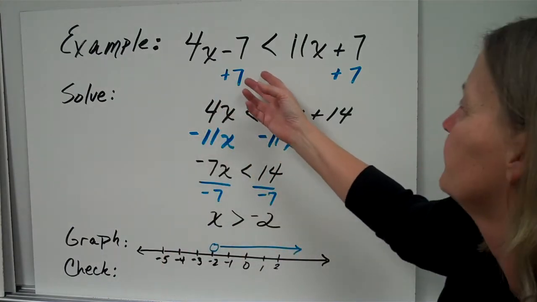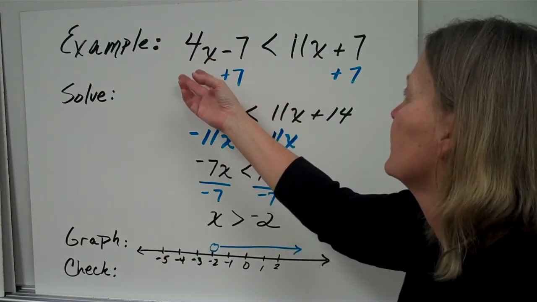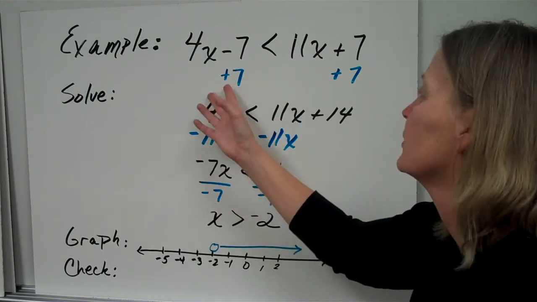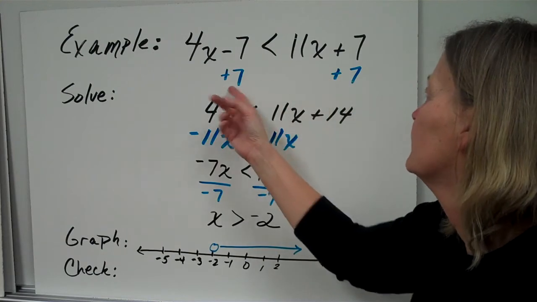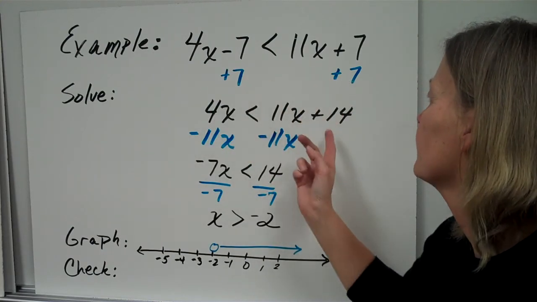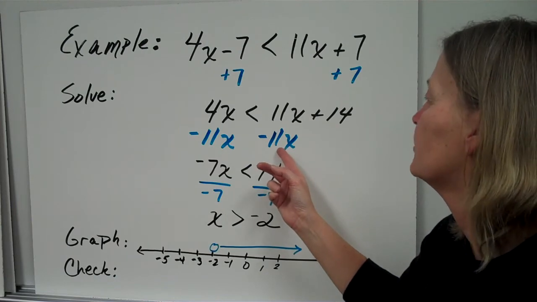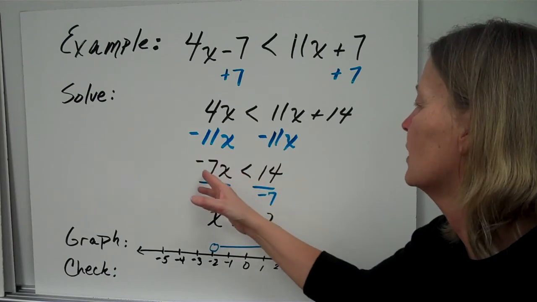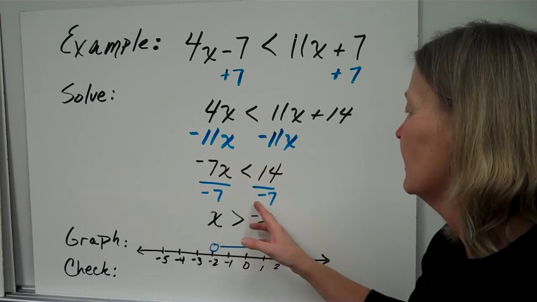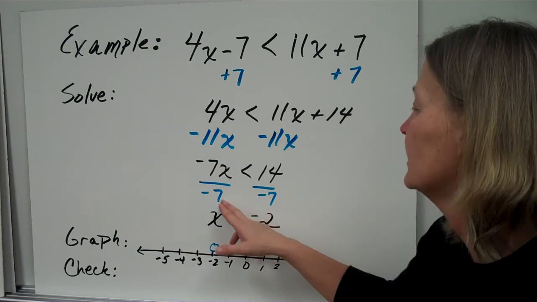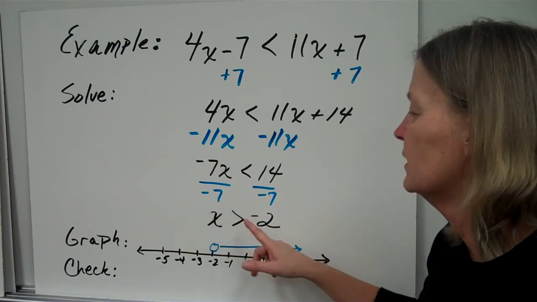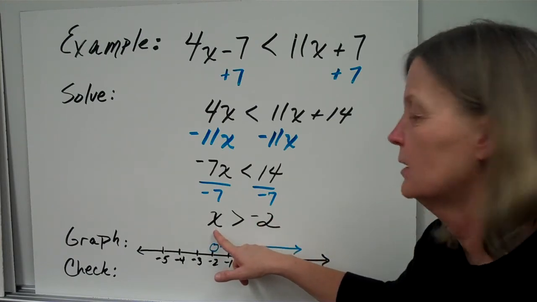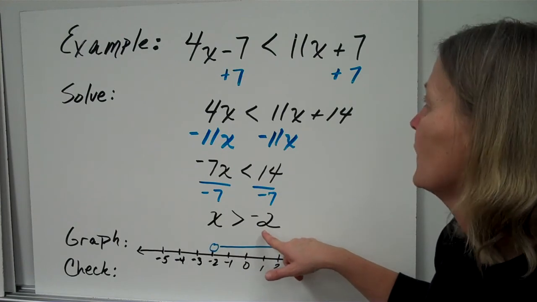Let's look at this example. This one I selected because there is a variable on both sides of the inequality sign. So again, we need to go back to our problem solving. Let's add 7 to both sides of the inequality, and then subtract 11x from both sides to get the x's onto one side of the inequality. Divide by -7, and again, dividing by a negative, reverse the sign. That's an important step to remember. So the answer is then x is greater than -2.